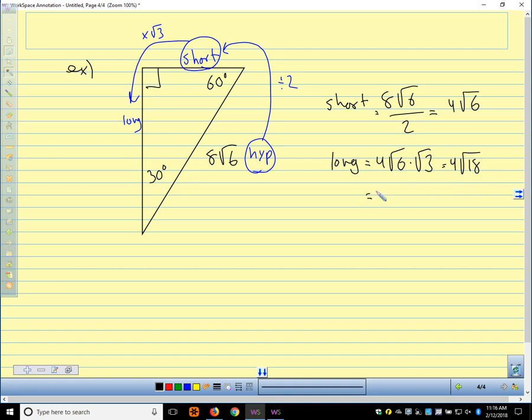And we can simplify that. This is 9 times 2, sorry. So I get 4 times, the 3 comes out, and I'm left with a square root 2. So I get 12 square root 2 for my answer. So on this particular triangle, we didn't get a square root of 3 in any of the answers.